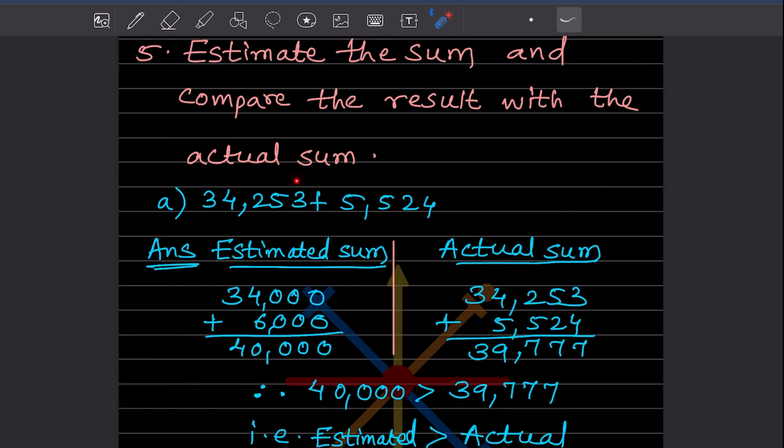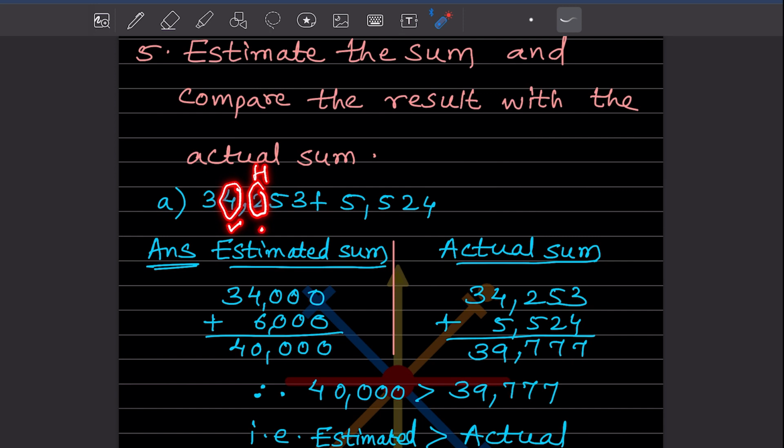So here is the question given. What are we going to do? We are going to round these numbers because we have to find the estimated sum and then the actual sum, and then we are going to compare them. Rounding here means ones, tens, hundreds, thousands, and 10,000. When we look at the thousands place, this is 4, and next to that is the hundreds place. As I've told you in the previous part, watch that video.